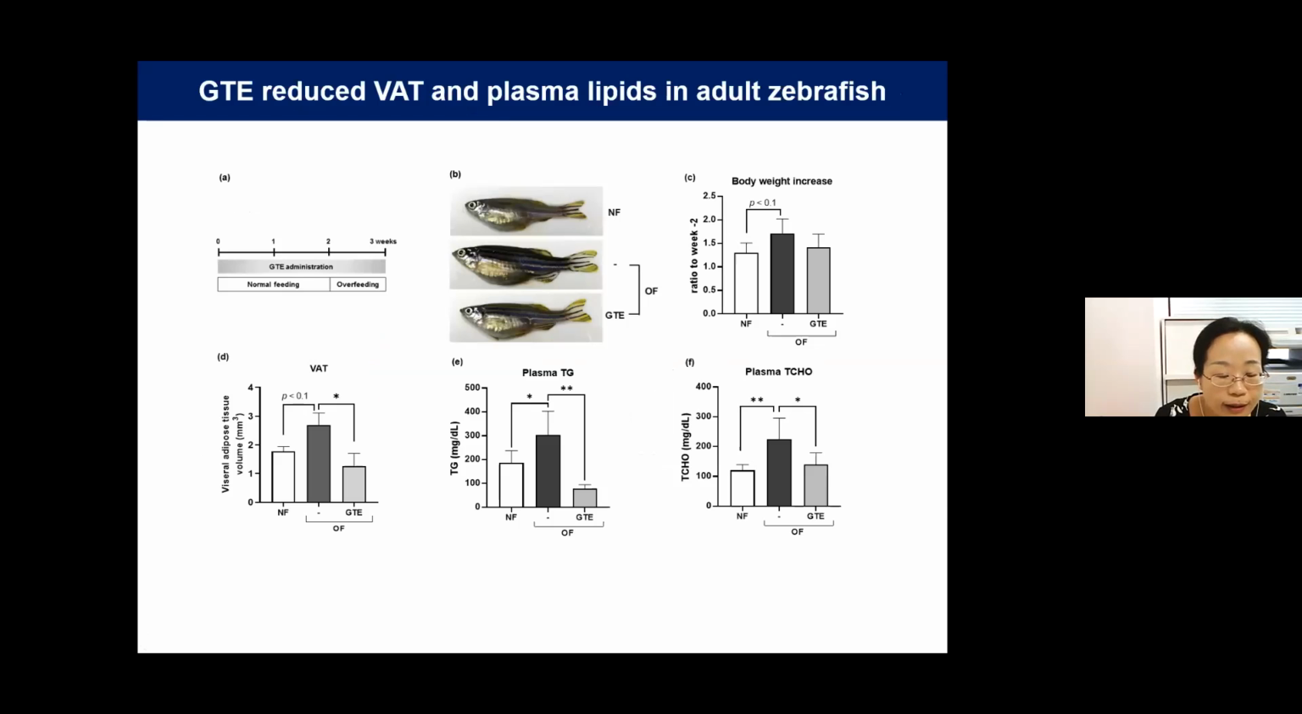Next, we orally administered GTE to adult zebrafish. This is the protocol of the experiment design. GTE was pre-treated for 2 weeks, followed by 1 week of overfeeding. The short term of overfeeding increased the body weight of the overfeeding group compared to the control group, and the GTE treatment showed a slightly reduced body weight gain.